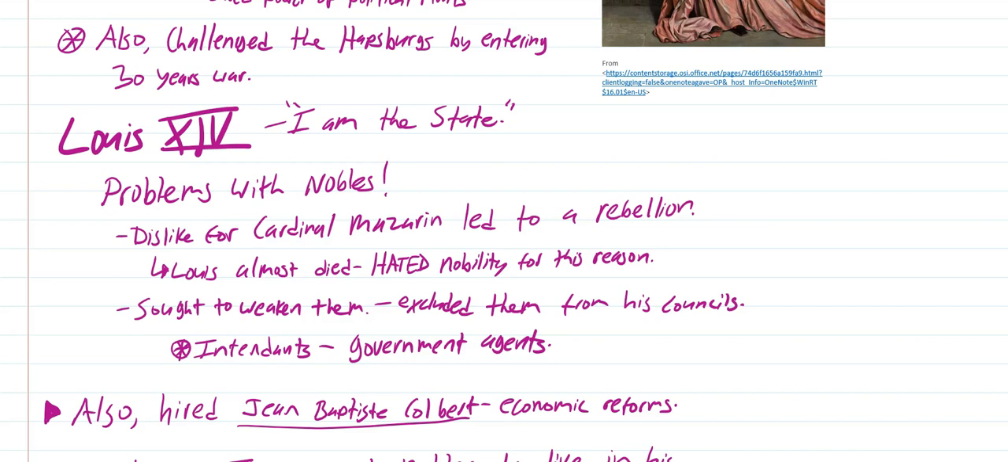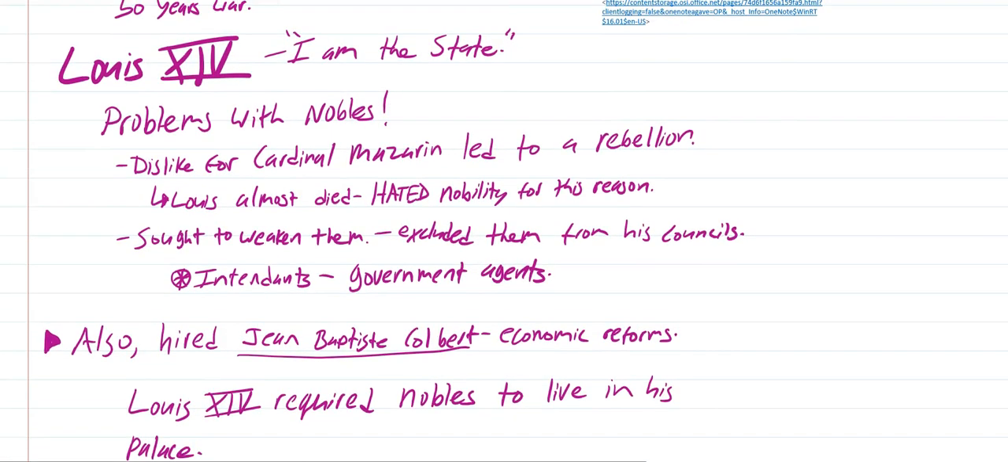He swore that he was going to weaken their influence in his kingdom, and he excluded them from his councils. All right, and so once he became king himself, and once Mazarin is out of the picture, he didn't appoint a new cardinal. He wanted to have that power himself, and so in doing so, this is where he starts to kind of take the power back from the nobility.